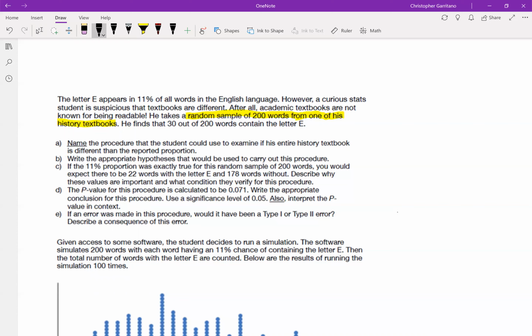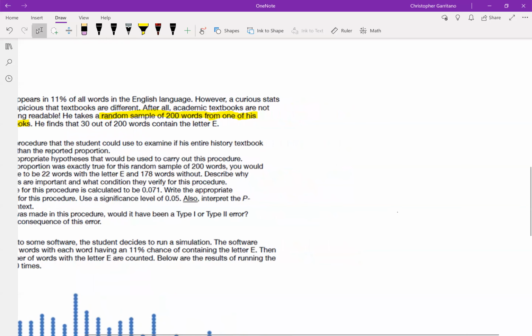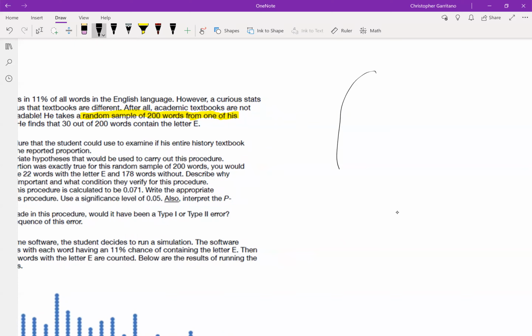And so the rest of these questions basically discuss the possibilities or basically the statistical studies around the number of words that contain the letter E within this one single history textbook. So basically, the population that we're interested in is all words in this history textbook.